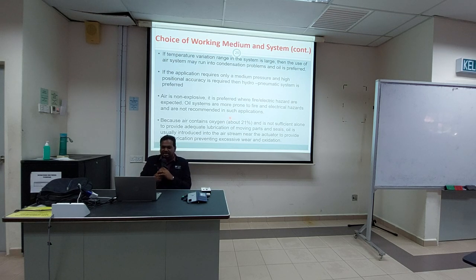Okay, so if temperature variation range in the system is large, then the use of air system may run into condensation problem and oil is preferred. So kalau application you melibatkan different temperature dari one point to another point, so tiba-tiba temperature 100 degrees. So at one point, tiba-tiba drop to 50 degrees. So kalau ada temperature difference, dia akan cause condensation. Okay, condensation akan berlaku. So better use oil. Sebab nanti you akan tengok hydraulic system, dia ada air bubble suppression lah. Dia ada satu mekanisme untuk keluarkan air bubble dari sistem. So kalau ada condensation problem, so oil system is preferred sebab dia ada mekanisme to safeguard the system. So ini adalah continuation lah.